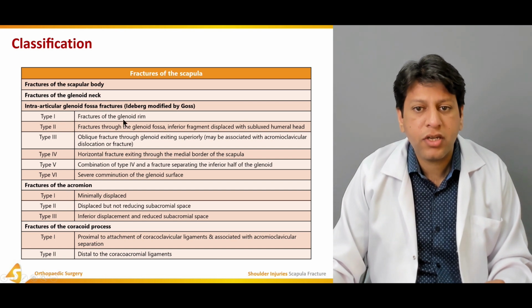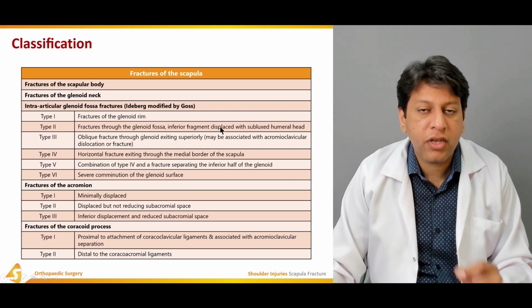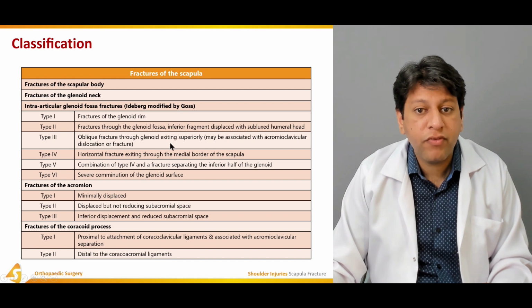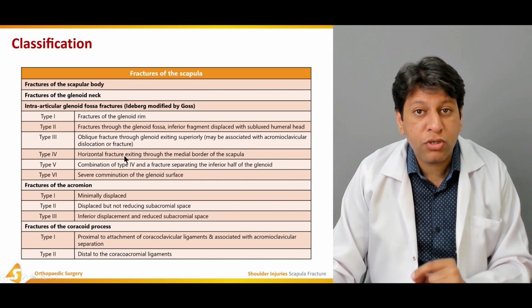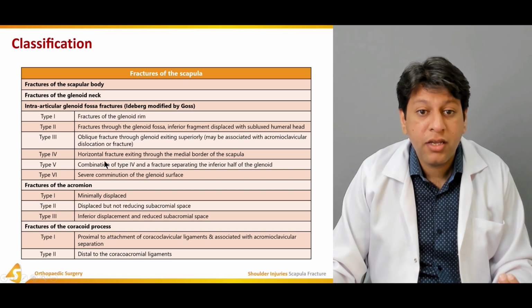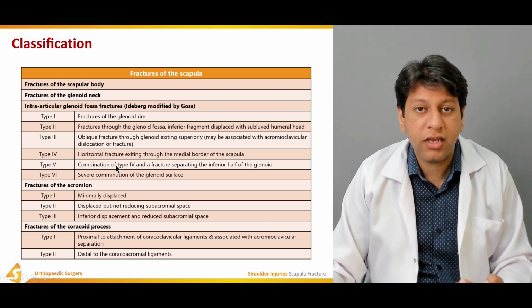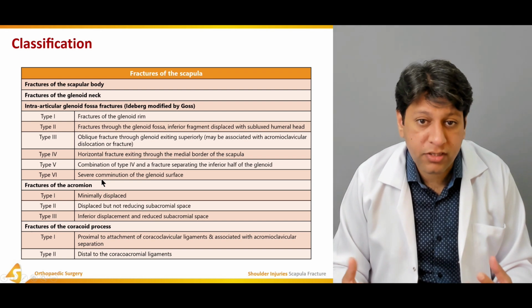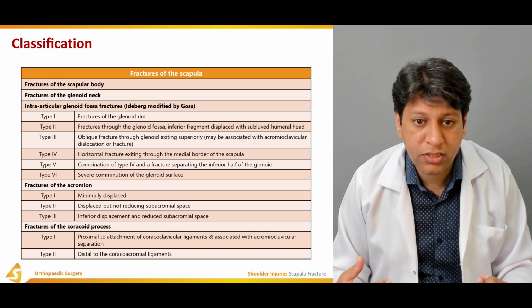Type 1 is a fracture of the glenoid rim. Type 2 is a fracture through the glenoid fossa, where the inferior fragment is displaced with a subluxed humeral head. Type 3 is an oblique fracture through the glenoid exiting superiorly. Type 4 is a horizontal fracture which exits medially. Type 5 is a combination of type 4 with another line exiting inferiorly as well. Type 6 is a severely comminuted fracture. So an intra-articular glenoid fossa fracture may be seen as well.